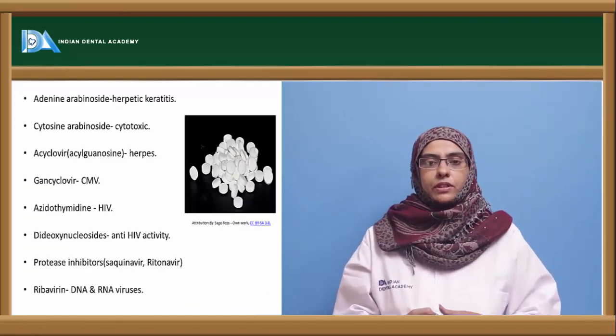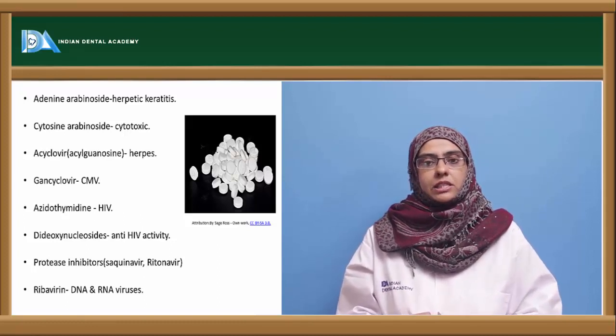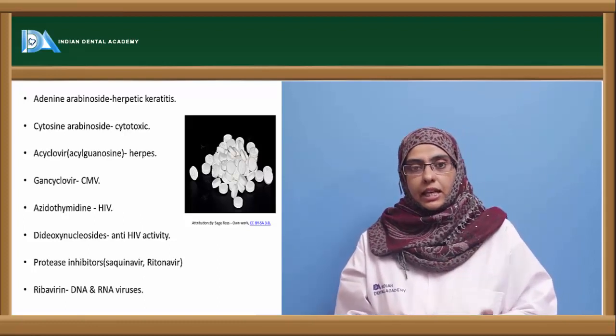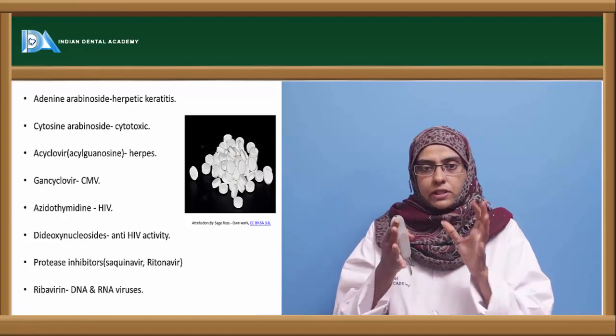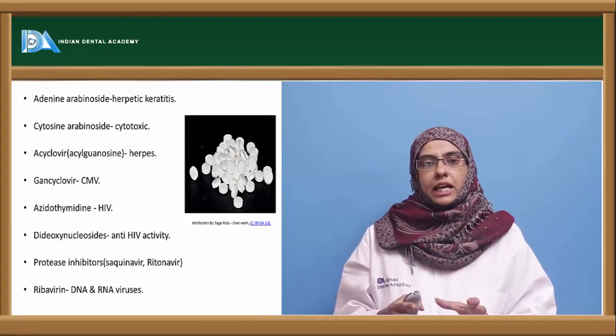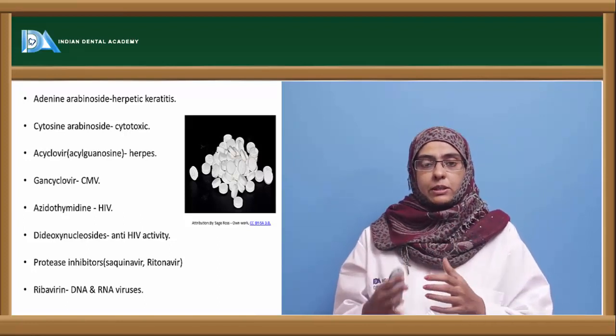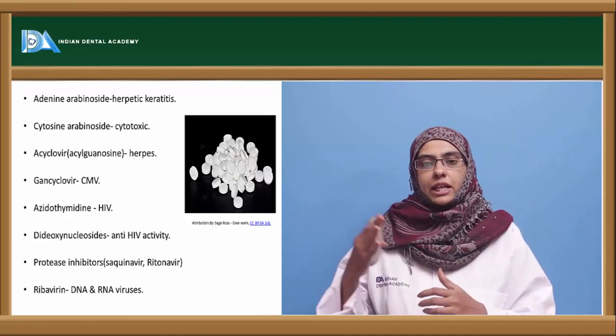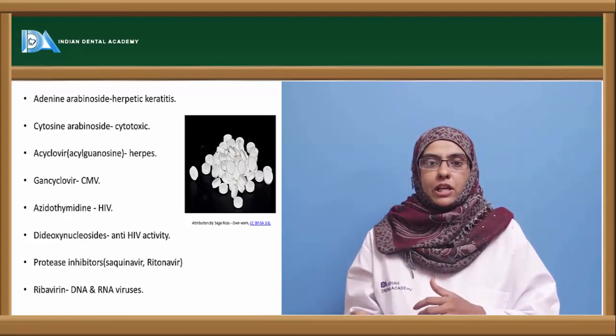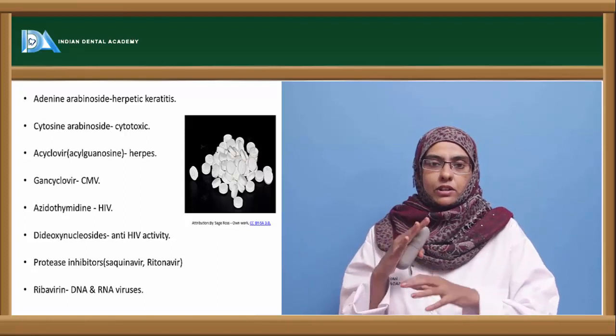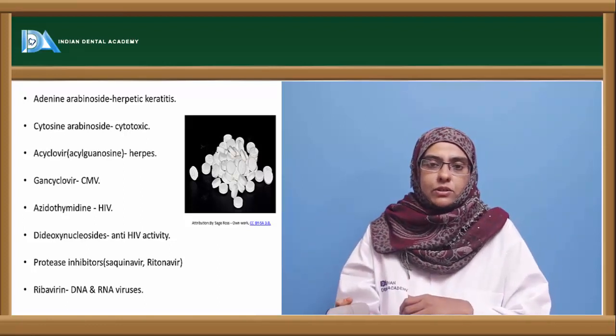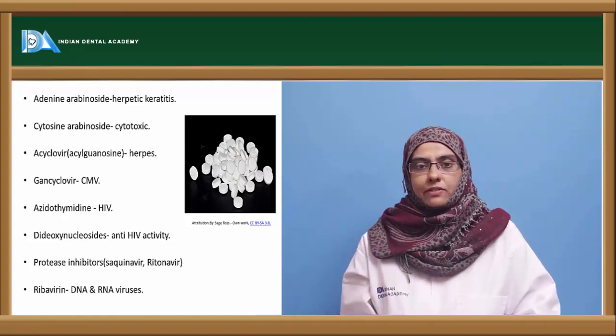Next group of chemotherapeutic agents are adenine arabinoside. In the case of this particular compound, there is arabinose in place of the ribose that usually attaches to the nitrogen base. So there is a variation over here now. When this variation attaches to the nucleic acid, it completely inactivates the nucleic acid.